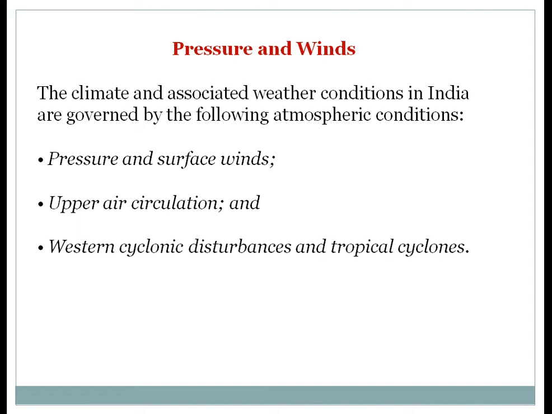Next, pressure and winds. Here we are understanding the wind system and pressure. The climate and associated weather conditions in India are governed by the following atmospheric conditions. First, the pressure and the surface wind. Second, the upper air circulation. And the third one is the western cyclonic disturbance and tropical cyclone.